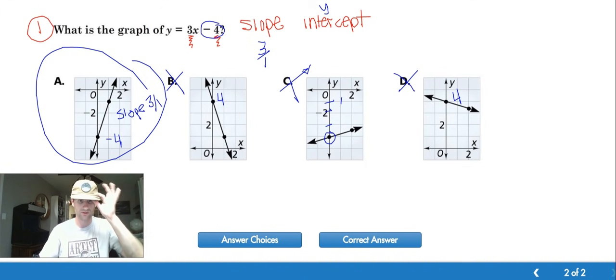Okay, it's kind of hurting my head, so I'm just going to kind of normalize that out. Alright, let's move on to problem number 2.